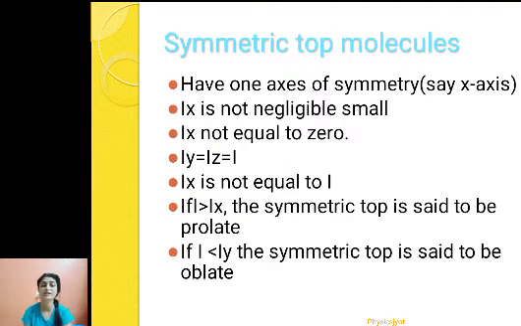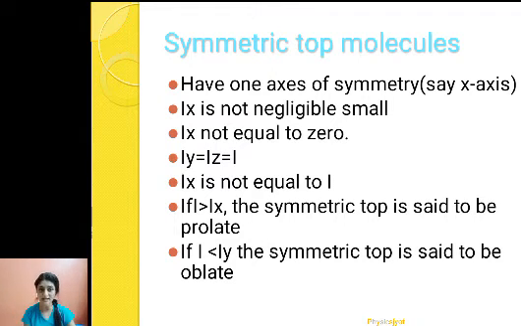Now, what is the difference between a linear molecule and a symmetric top molecule? Symmetric top molecules also have one axis of symmetry, suppose the x-axis, and here Ix is not negligibly small. In the case of linear molecules, the principal moment of inertia along the x-axis, Ix, equals 0. This is not the case for symmetric top molecules. In symmetric top molecules, Ix is not equal to 0, and Iy equals Iz equals I.